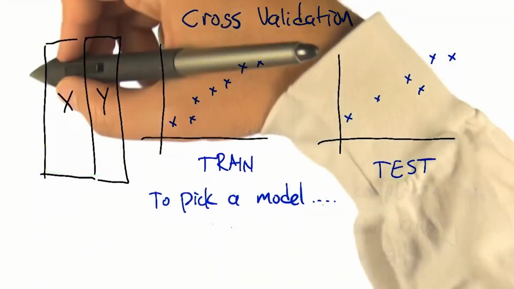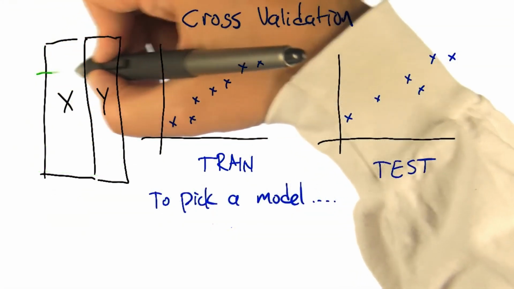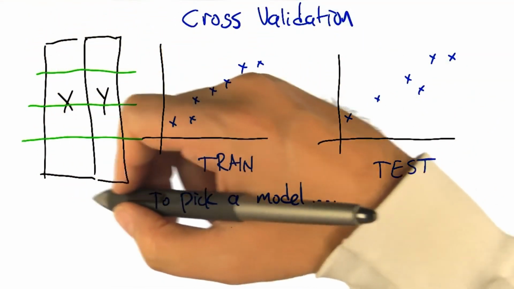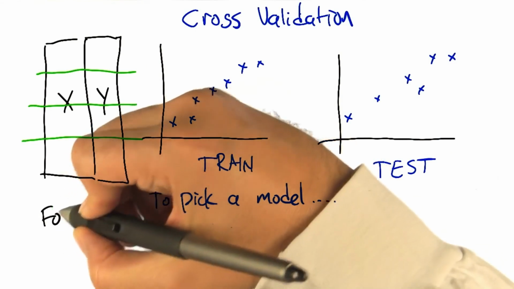So, all right, here's how we're going to do this concept of cross-validation. We're going to take our training data, and we're going to split it into what are called folds.